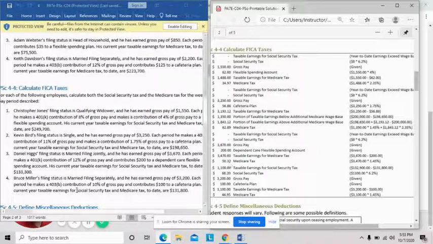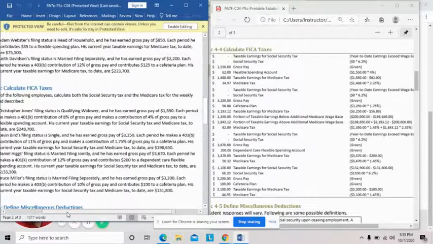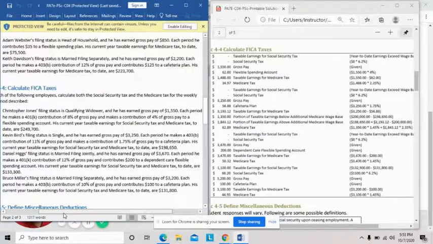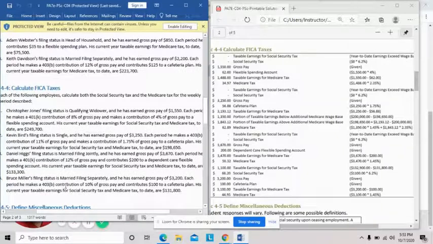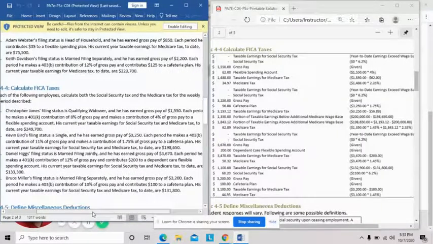And last but not least, number 4, Bruce Miller's filing status is married, filing separately, and he has earned a gross pay of $3,200. Each period he makes a contribution of 10% to 403(b), contributes $100 to a cafeteria plan, and current year taxable earnings is $131,800.